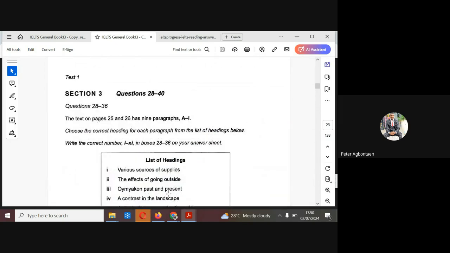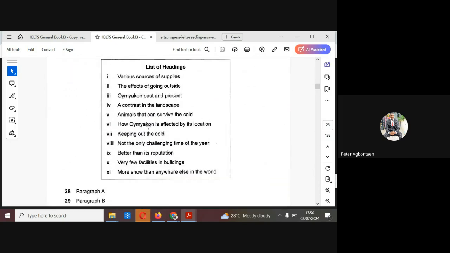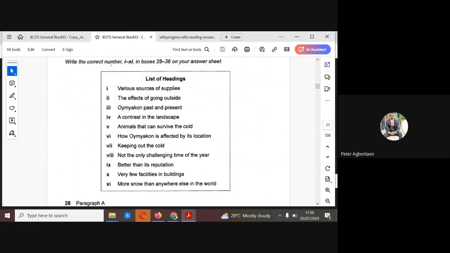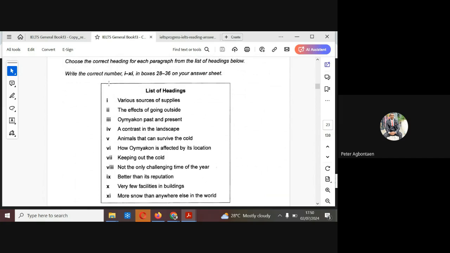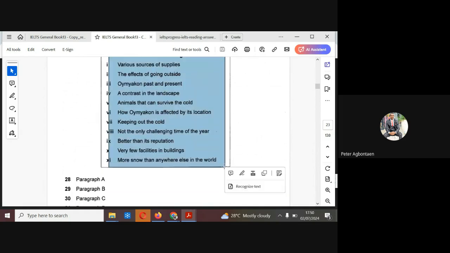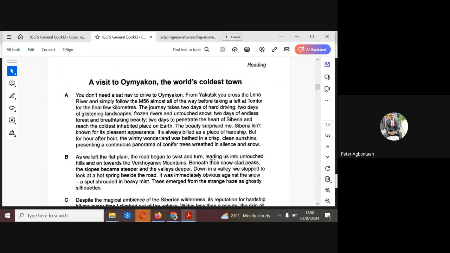Then you will also be given something we call a list of headings. So you can see this list of headings here. So what they want you to do is that you should match the items in this list of headings to these different paragraphs. Let me tell you what that means.